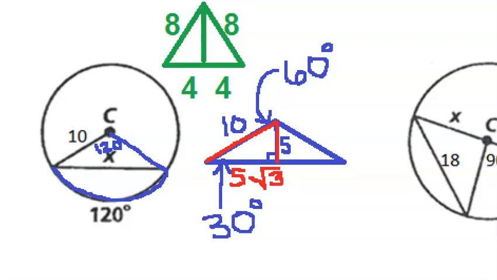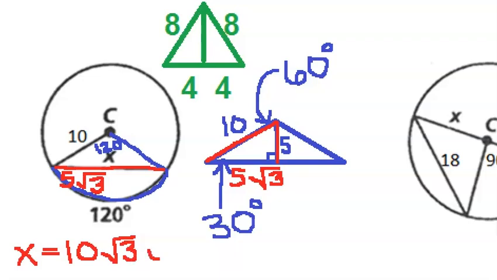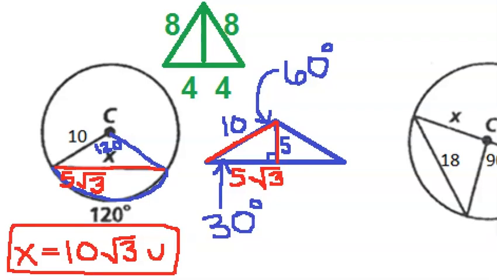So 5 radical 3. So now if we go back to our original picture, we have 5 radical 3 over here. But remember, x was that entire length. So it's not just going to be from here to here. It's going to be double that amount. So it's not going to be 5 radical 3. It's going to be 10 radical 3. And again, we don't really have a unit here, so I'll just put units just to be safe, and we'll go from there.